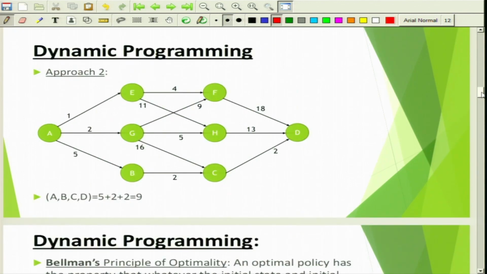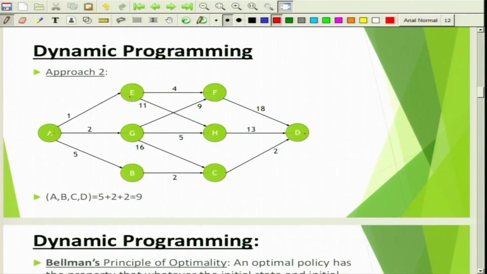Now approach 2, but let us say you take another policy path, where instead of going from A to E, you choose to go from A to B. Though it looks like A to B is the most uneconomical path, right, from B to D it is very cheap. It takes just 4 units. So totally it comes out to be 9 rupees or $9.